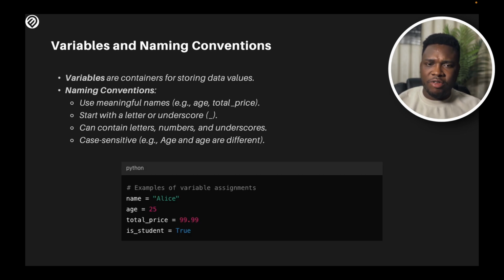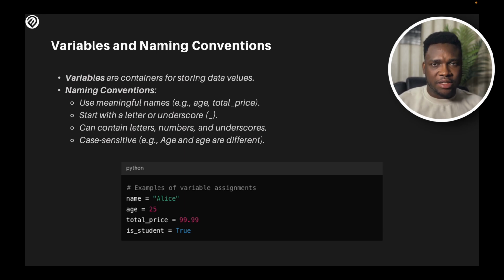First, variables and naming conventions. Variables, like I explained, are containers for storing data values. We have name, age, products, cars, whatever. They are just containers. They help to store these data values.